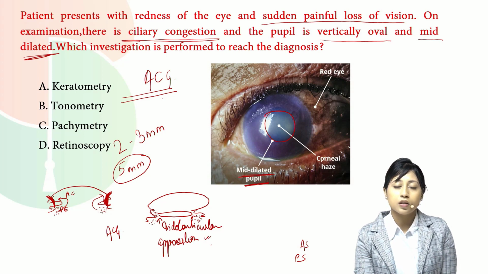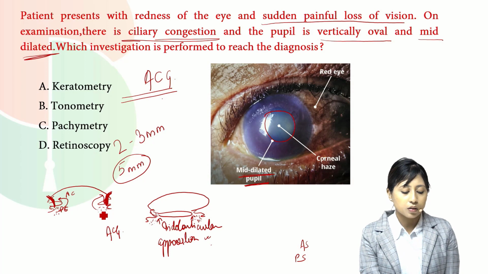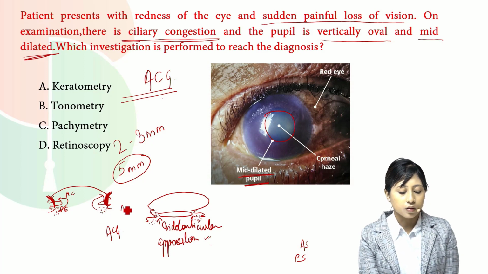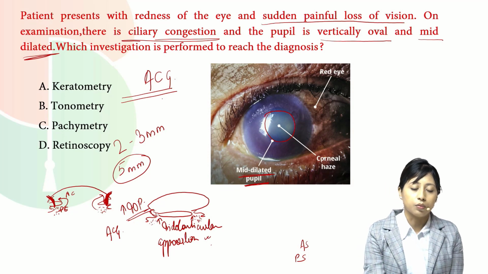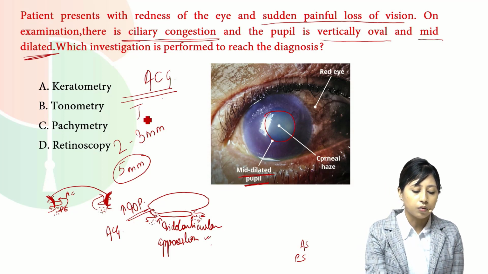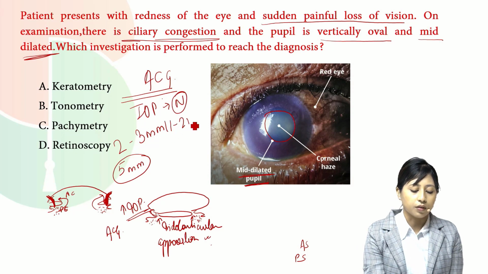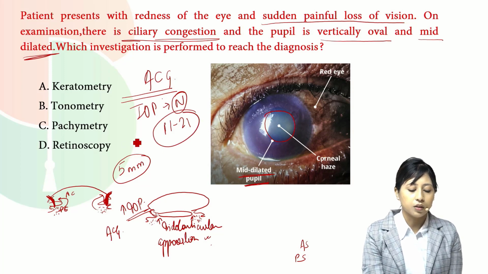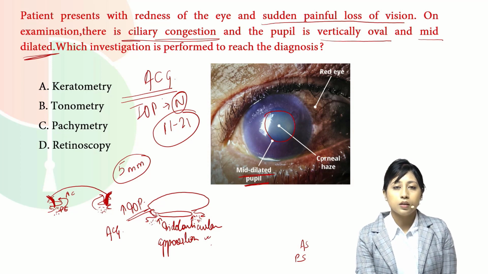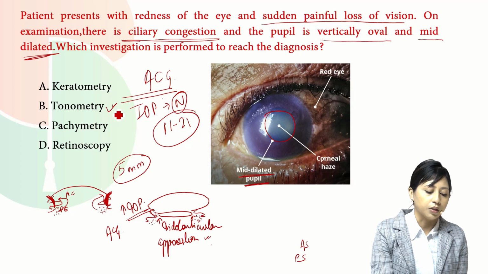Which investigation would you like to do? Now, as we know, aqueous humor is accumulated here, so we should check the intraocular pressure. Normal intraocular pressure is 11 to 21 millimeter of mercury. So to see intraocular pressure, which test would you like to do? Tonometry.